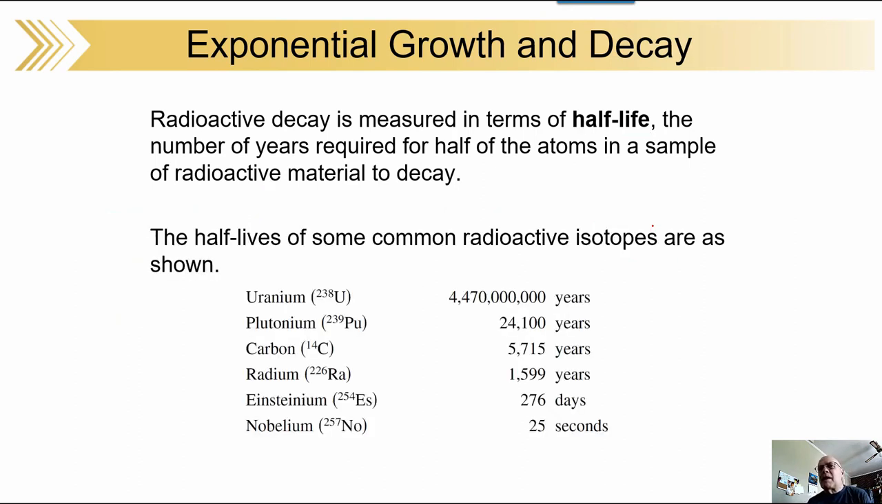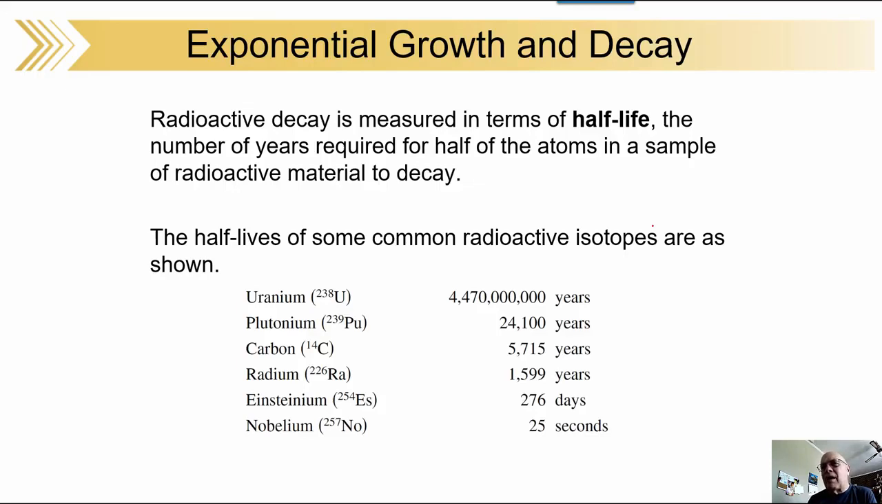Here's examples of some common radioactive isotopes. Hopefully they're not common to where you live. Uranium-238, you might use that to make a bomb. Plutonium, carbon. Carbon-14 is used for dating. Typically, carbon has an isotope of 12. That's the common one. The radioactive one is carbon-14. And there's radium, einsteinium, my favorite because I like Einstein, and nobelium.